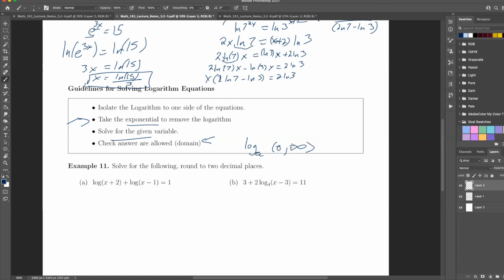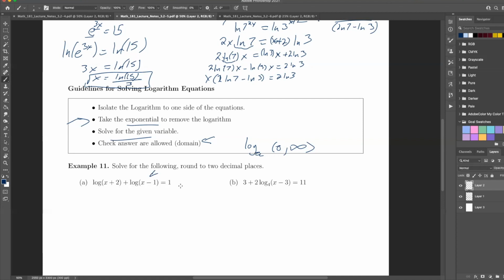So that's the domain. And so we have to check that everything we plug into a log is between zero and infinity. It'll make sense as we do it, hopefully. All right, let's do this one.